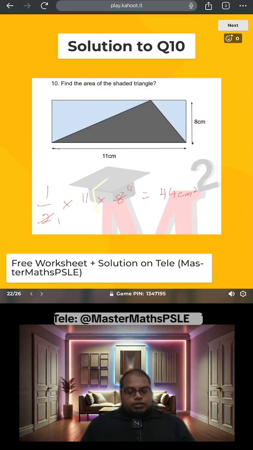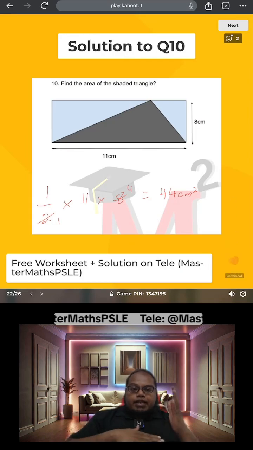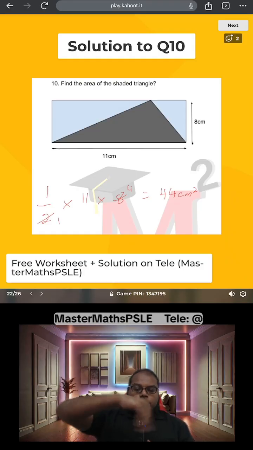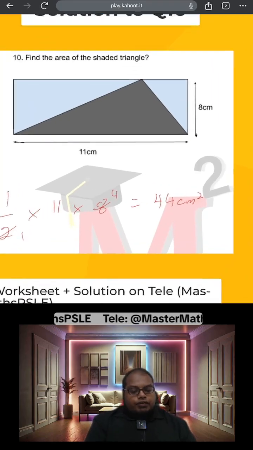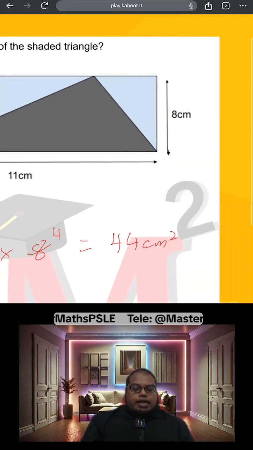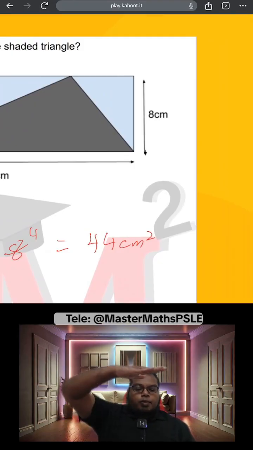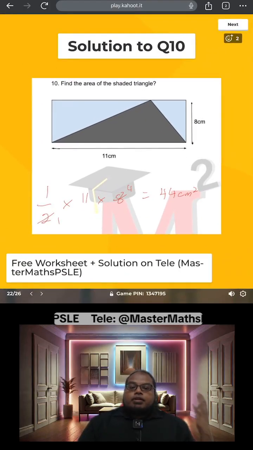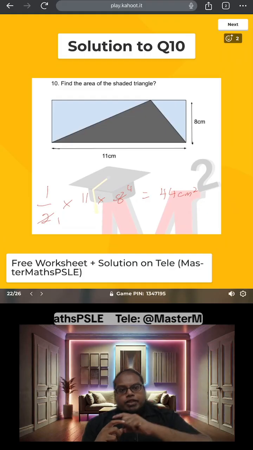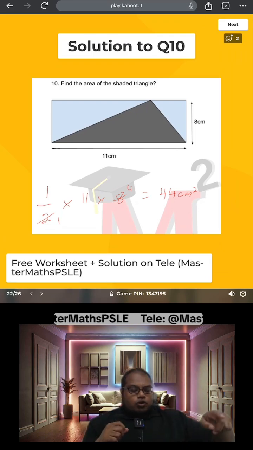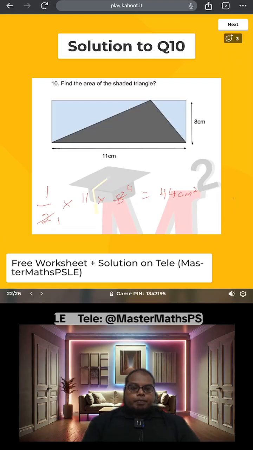Alright, so area of triangle is half times base times height. Therefore, the base here is 11 cm, which is equivalent to the length of the rectangle. If I zoom in, the base is made up of the length of the rectangle. And the height from the bottom of the triangle all the way to the top is the breadth of the rectangle. Therefore, that's why half times 11 times 8. And the 2 and the 8, divide by 2, we get 4. So 11 times 4, 44 cm2.